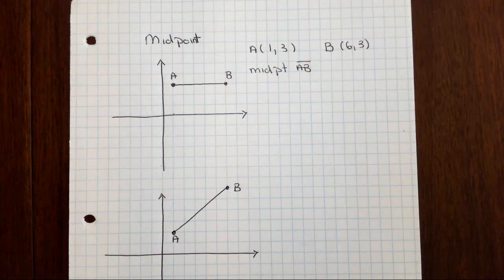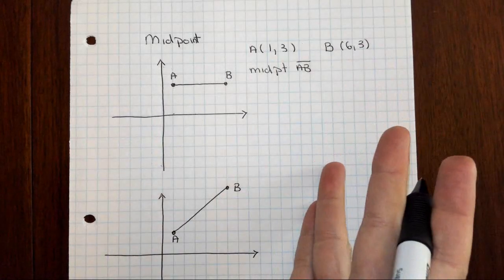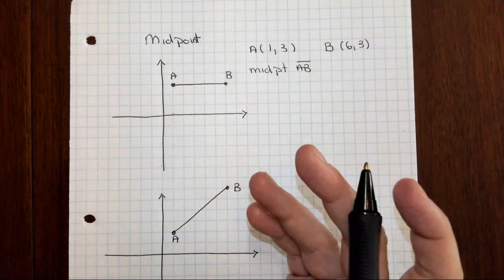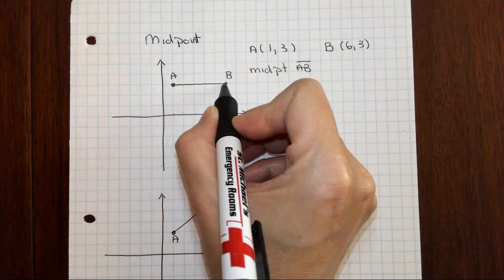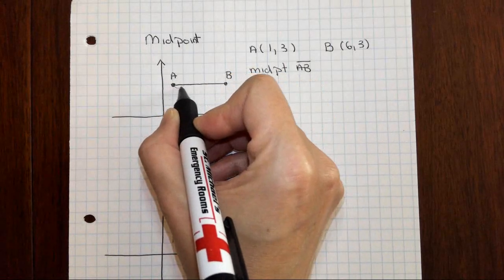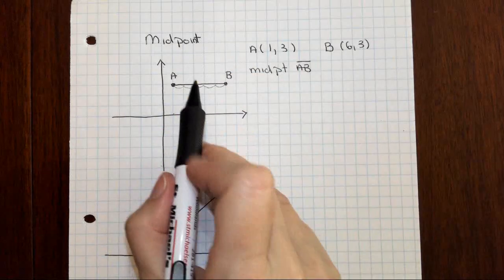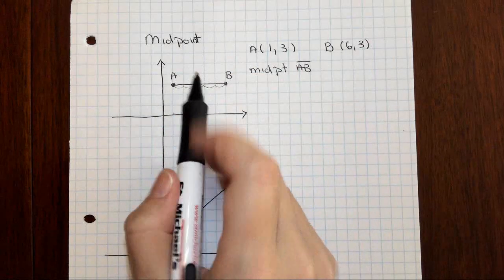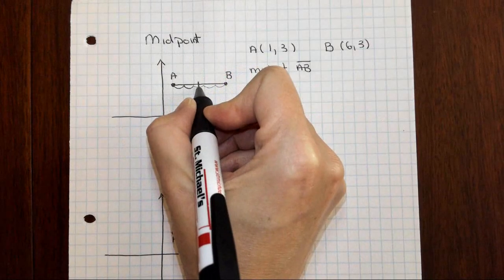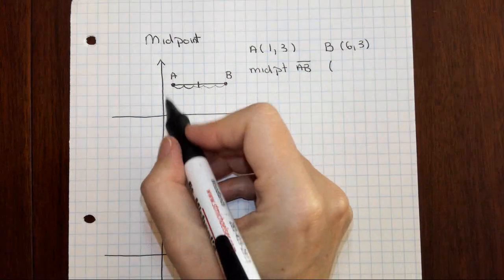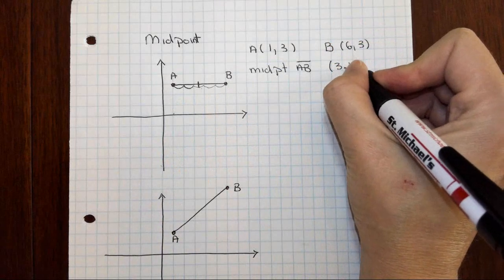So typically, midpoint is literally in the middle. In a picture like this, it's really simple. I know I'm still going to be at 3 high, it's got to be on this line. So I'm going to count 1, 2, 3, 4, 5. Half of 5 is 2.5, so I can go 1, 2, my half here. So I know that my midpoint is (3.5, 3).